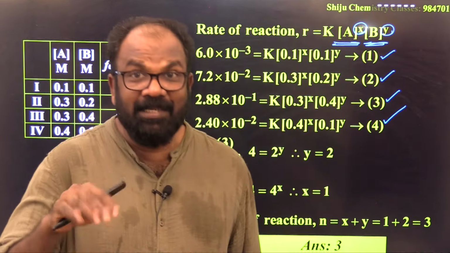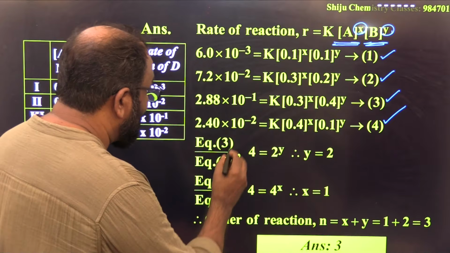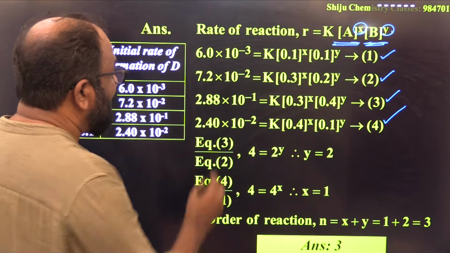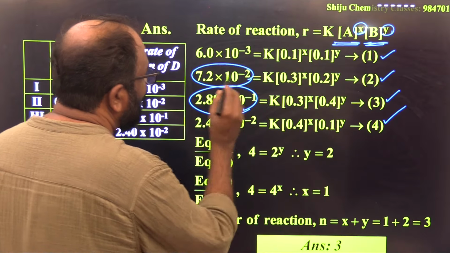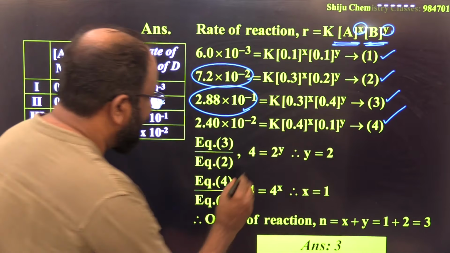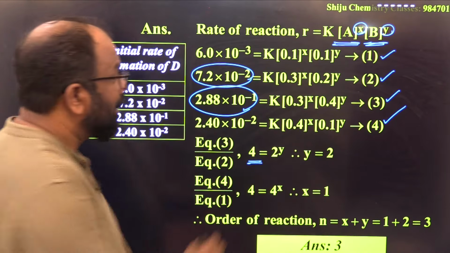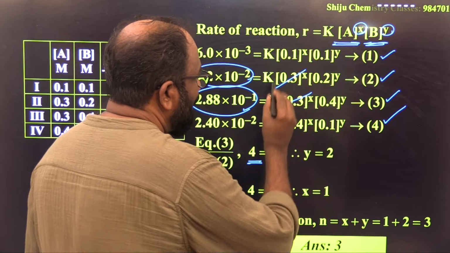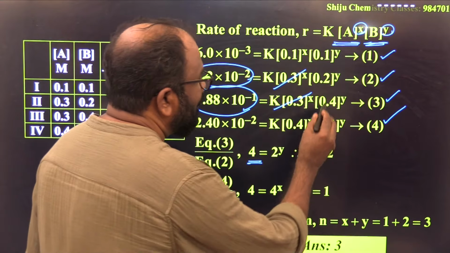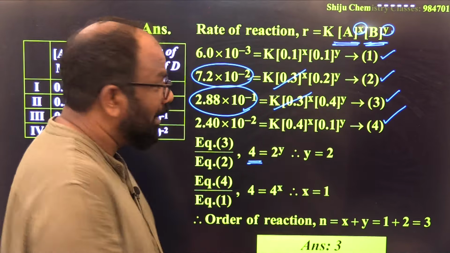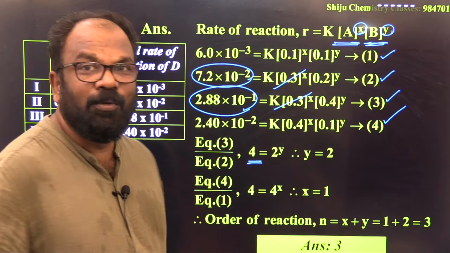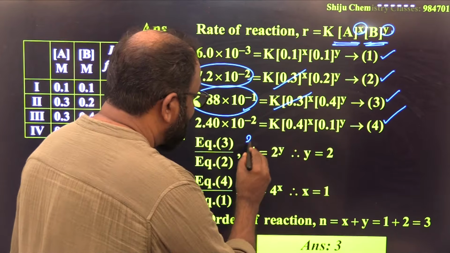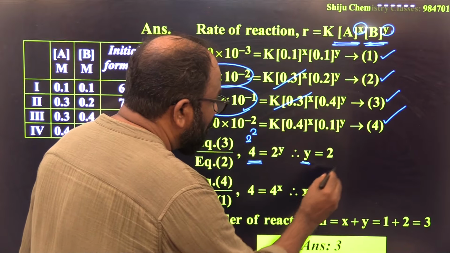If we divide equation number 3 by equation number 2, that is 2.88 into 10 raised to minus 1 divided by 7.2 into 10 raised to minus 2, it gives 4. Here these two are common terms, they cancel each other. Then 0.4 divided by 0.2 is 2 and its power is y. Therefore 2 raised to y is equal to 4. 4 is equal to 2 square. Therefore y is equal to 2.